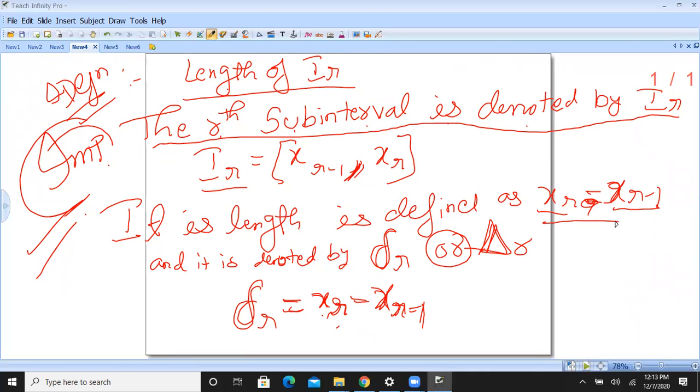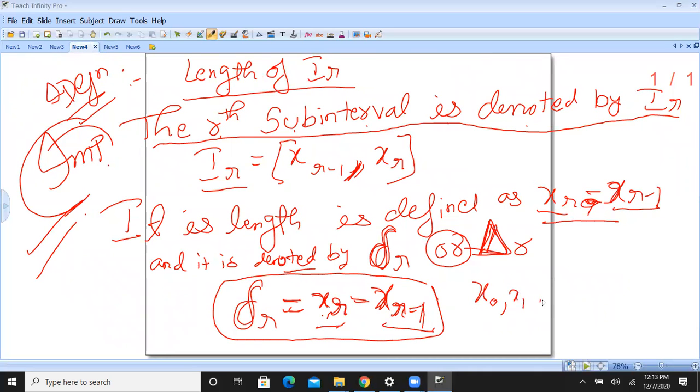This is how we denote and define it, and it is denoted by delta r. So delta r is equal to xr minus x(r minus 1). This is how we denote it. Okay? The rth subinterval is what we write as x1, x2, xr. We call it the rth subinterval, and the last one we call the nth subinterval, xn.